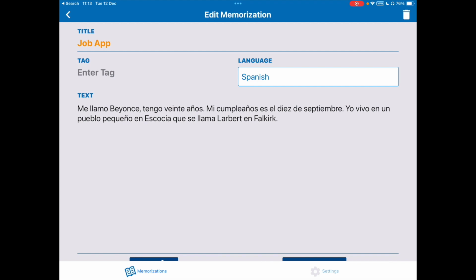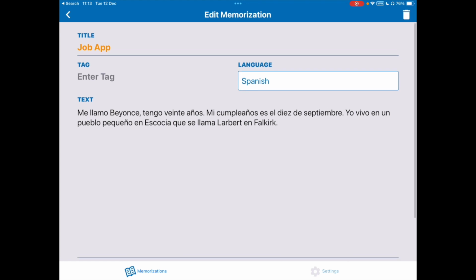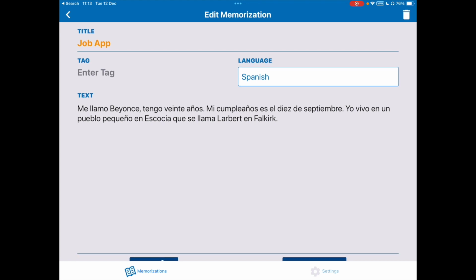Memorise by Heart is a really useful app that you have on your iPads. So once you've downloaded that from the app portal, you can create a new memorisation to add in. And you can see here I've put in my title as Job App. I've changed the language to Spanish, the language that I'm learning. And I've put in just the first paragraph here of a job app.